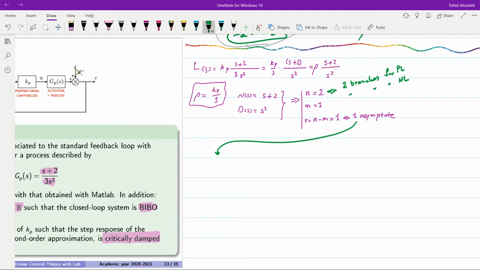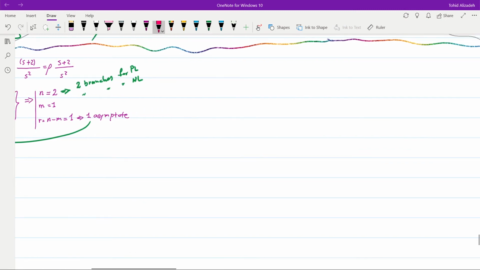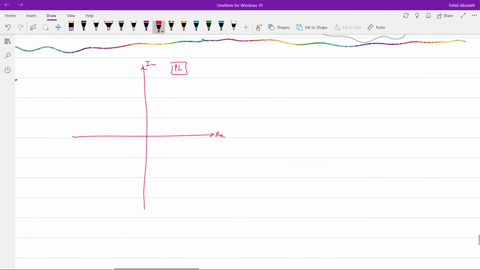So since we have one asymptote, indeed there is no need to find out sigma_a, but we can find it out, and we also need to determine the angle of the asymptote with the real axis. So let's start by preparing the S-plane for each of the positive locus and negative locus. Real axis, imaginary axis, this is what we are going to use for positive locus, and we have it here for the negative locus.